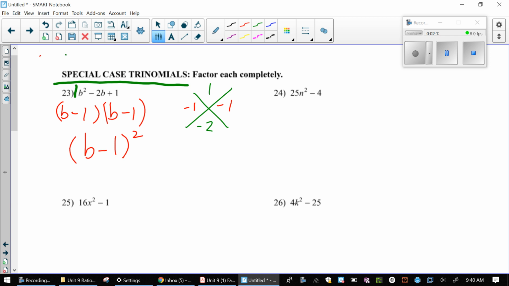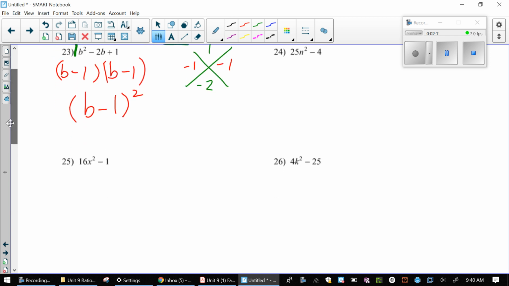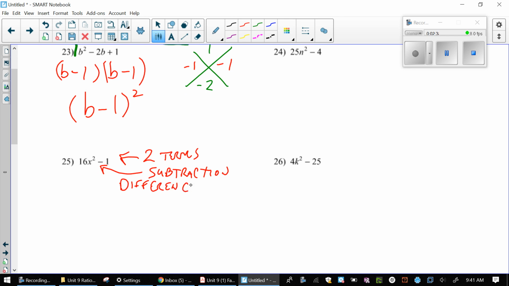Our other special case that we want to talk about today, we already talked about yesterday, and hopefully you're feeling a little more comfortable with seeing this. That's when we have 2 terms and we have subtraction. This is our difference of squares pattern. Remember, if you don't see this, you can continue to use the same strategy, but when we have a nice big coefficient like 16, we're probably not going to want to use that big X. We want to look for this pattern.